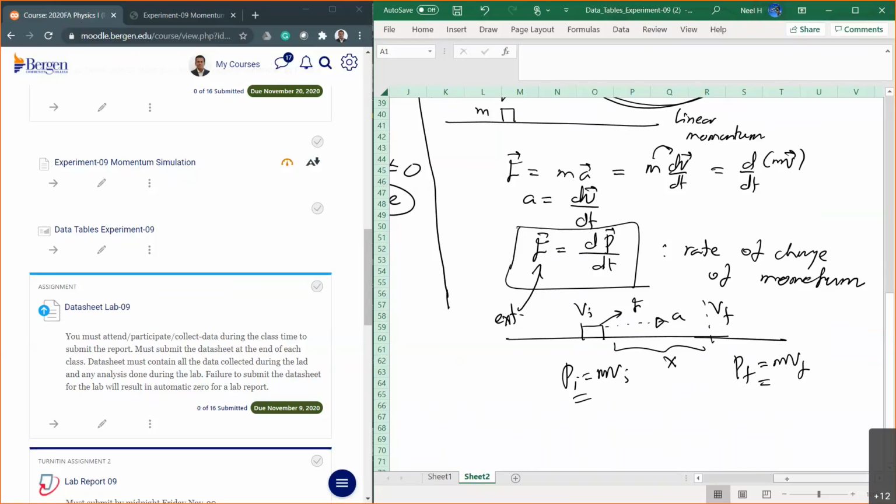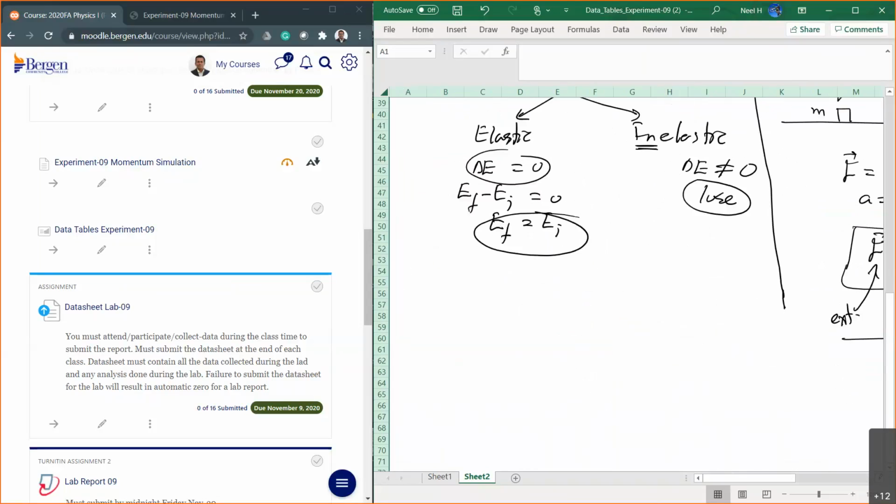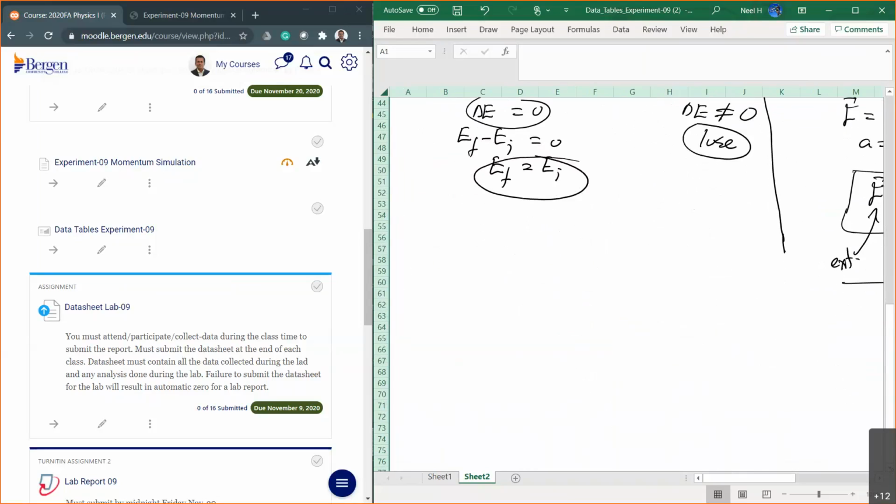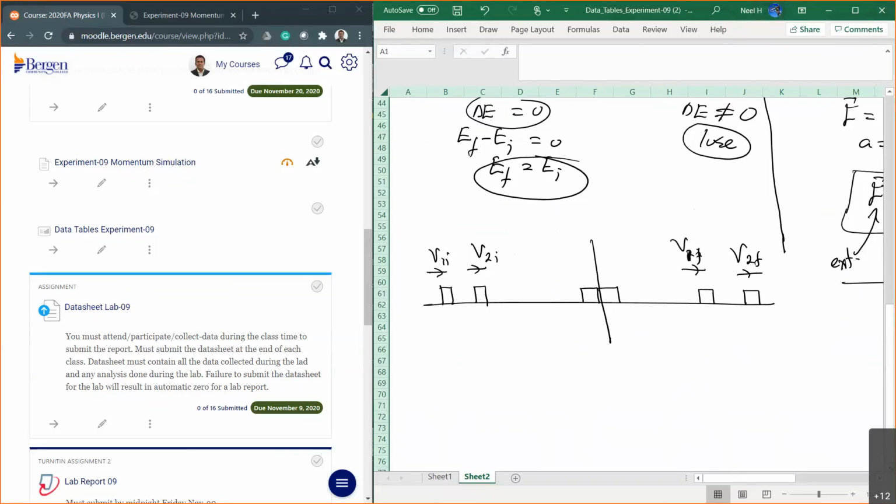However, this is an important concept for collisions. If you go to collisions, let's say I have two objects, and before the collision, both objects are moving. V1 initial, V2 initial, and then the two objects collide at some point right here. Then after the collision, both objects are moving again, but with different velocities, V1F and V2F. Now, during the collision, we'll assume there's no friction and no external forces, okay?